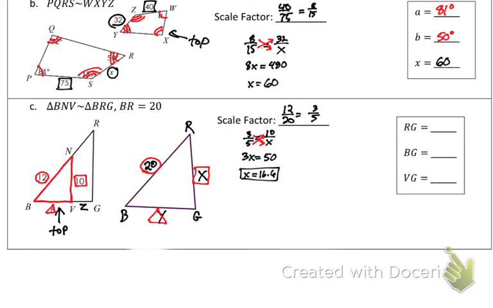And remember what our x stood for? It's our RG. So RG is going to be 16.6. Okay, let's use the 3 over 5 again.